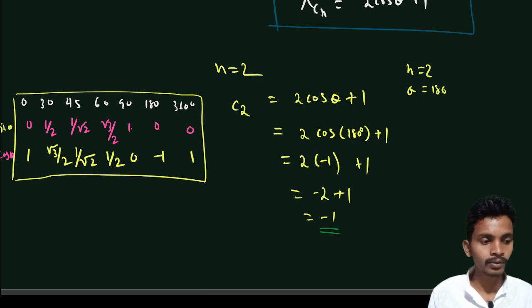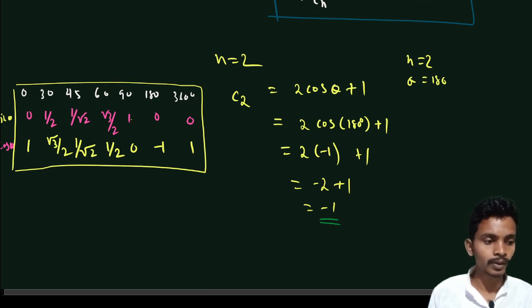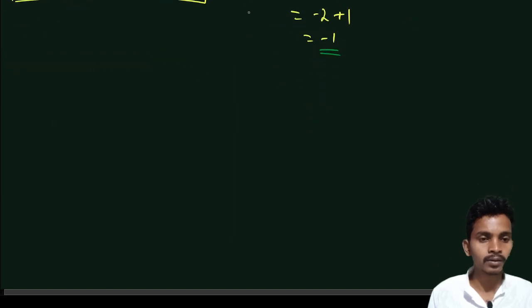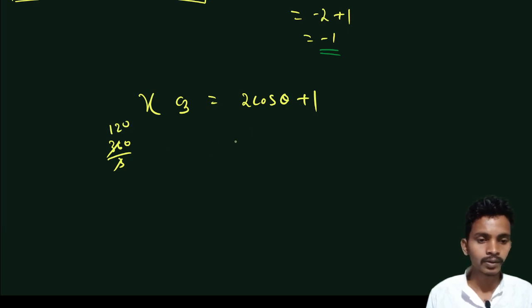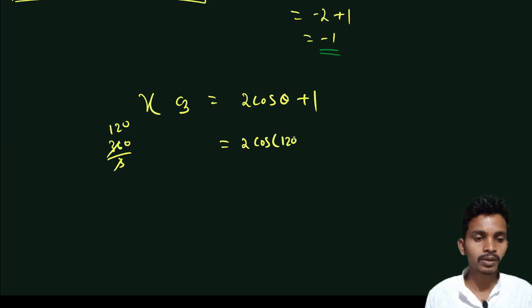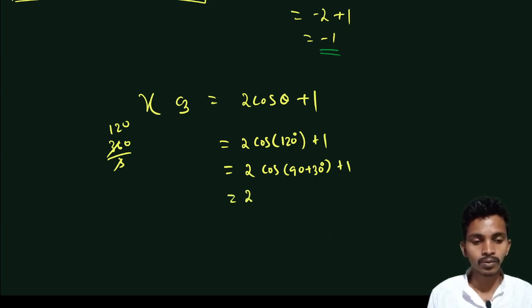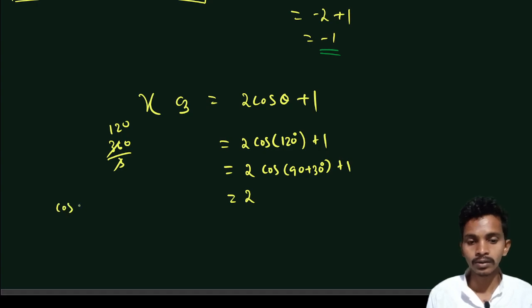And if I ask for the C3 axis, what is this value? Again I write 2 cos theta plus 1. Here theta is 360 upon 3, that is 120 degrees. So I write 2 cos 120 degrees plus 1. I don't have the value for 120 degrees, so I write 2 cos of 90 degrees plus 30 degrees, plus 1. So cos of 90 degrees plus 30 degrees is equal to minus sin 30 degrees.